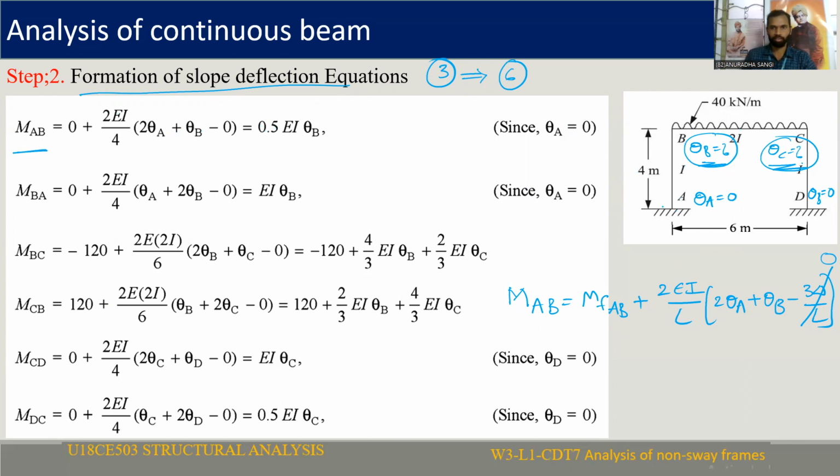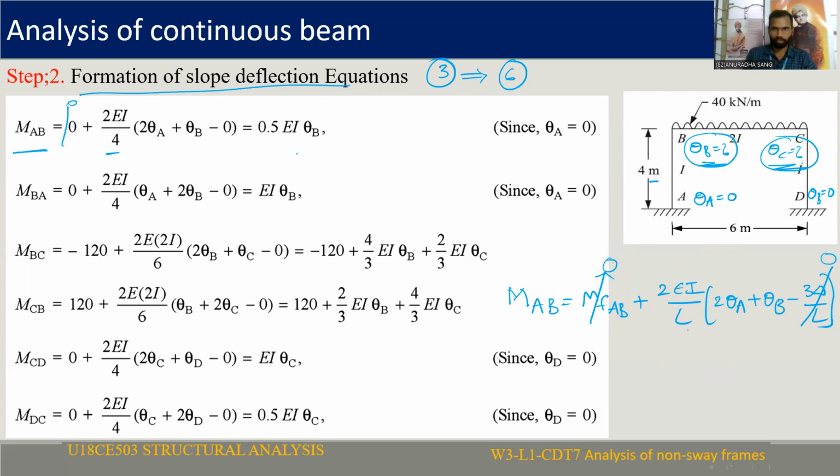For the AB span, there is no external load, so MFAB is equal to 0. That means MFAB and MFBA will be equal to 0. So we can directly substitute 0. And 2 EI by L, L is equal to 4 meters. Substitute L is equal to 4 here.